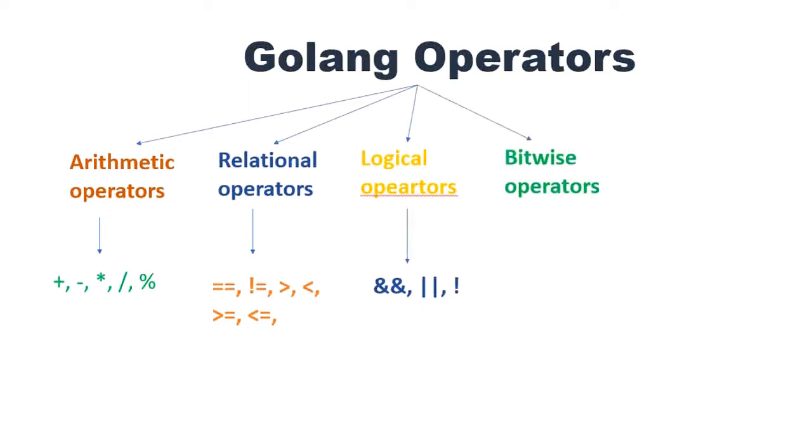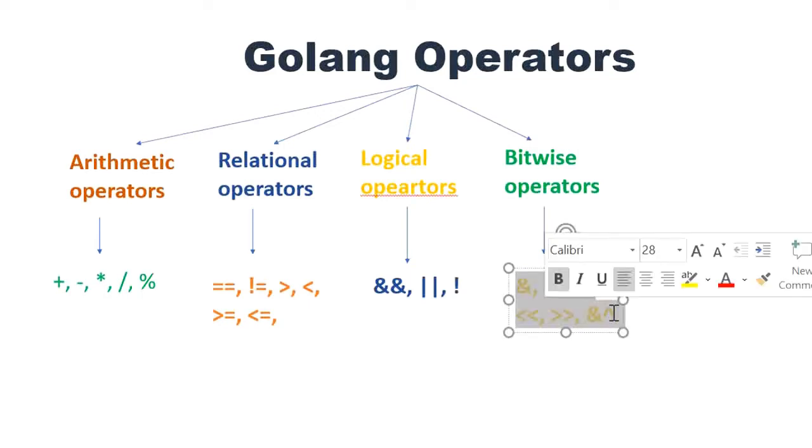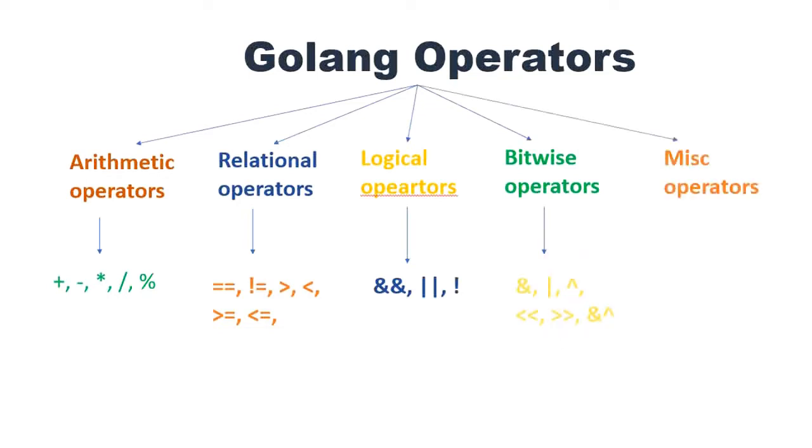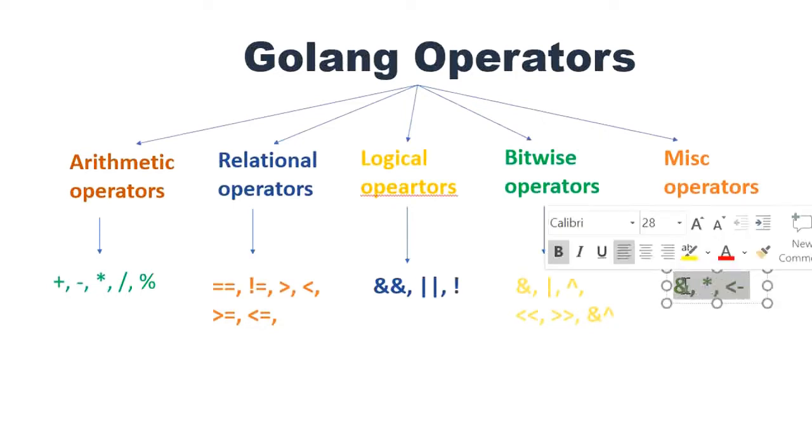The next operator is the bitwise operator. With bit level operators, we are performing the operations at the bit level, which is basically a collection of 0s and 1s. Under this category, we have operators that perform specific operations on a bit level. Next we have miscellaneous operators. In this category we have ampersand, asterisk, and another operator that is used with channels. So let's see how to use these operators with Go programming.